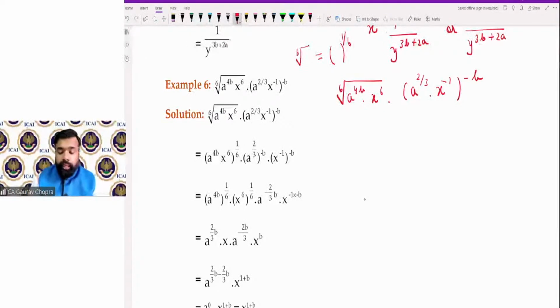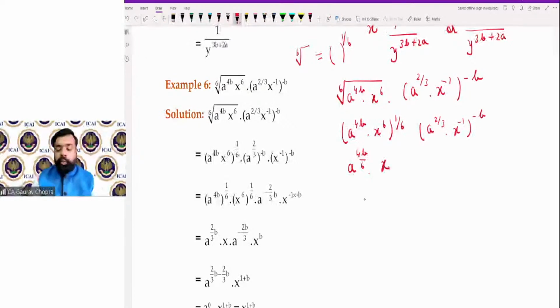Now, first of all, we can write this in the power form. a to the power of 4b, x to the power of 6, and whole to the power of 1 by 6. So this power 1 by 6 will apply on both of them. It will become a to the power of 4b upon 6, x to the power of 6 upon 6, then a to the power of minus 2 by 3b and x to the power of minus 1 multiplied by minus b will become positive b.